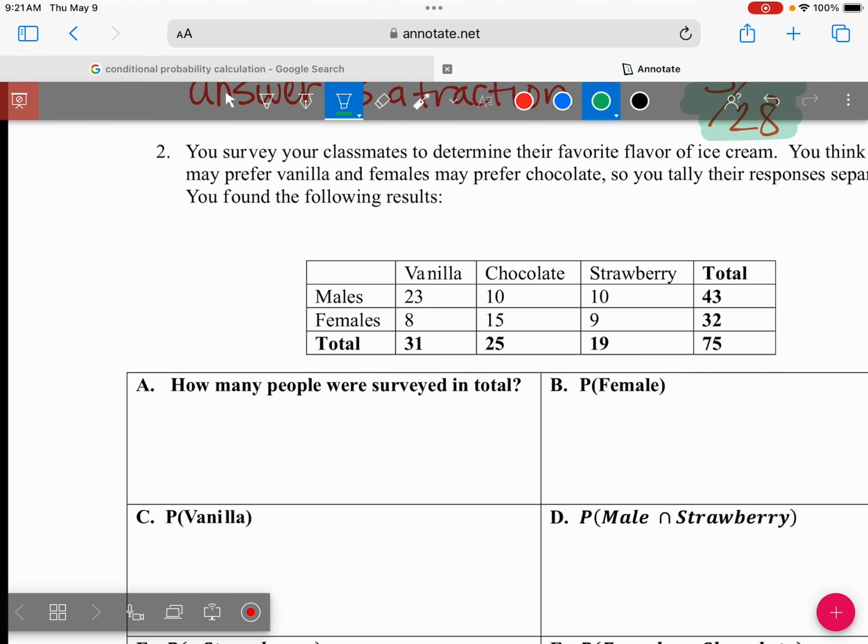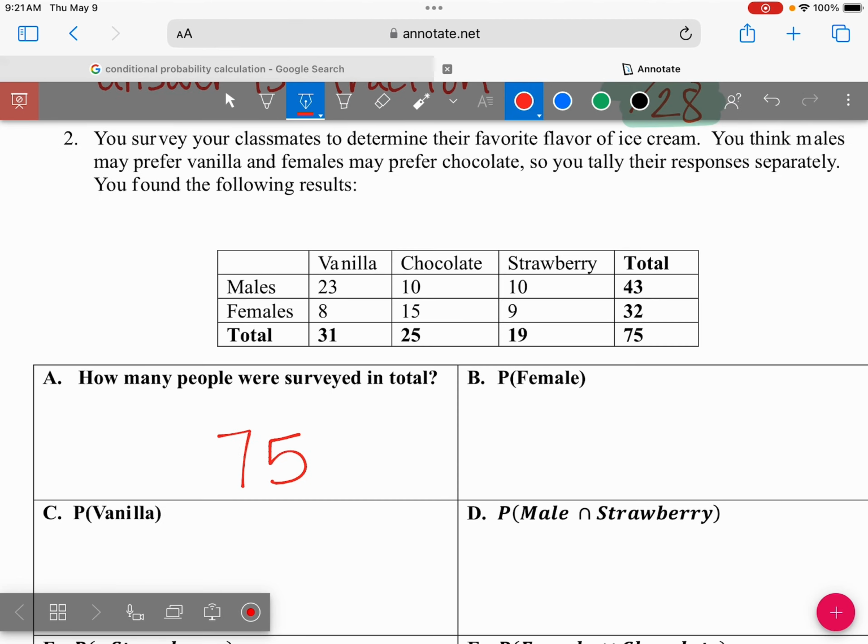How many people were surveyed in total? This was a 75. That's how many people were surveyed. So for question B, the probability that they were a female, you had to say 32 out of 75. If you just put a 32, that's not the probability. When you see a capital P like that, I need a fraction. How many out of the total?